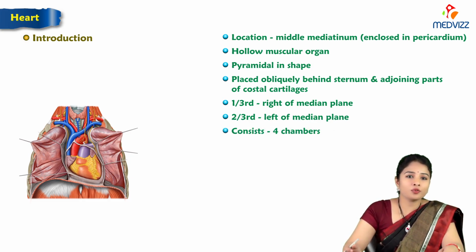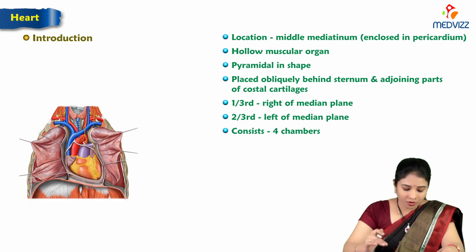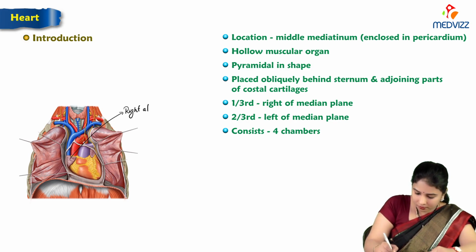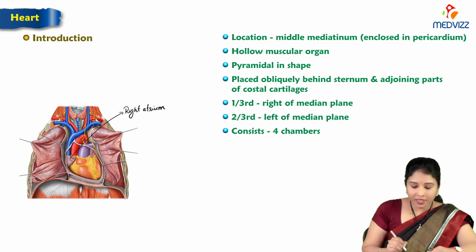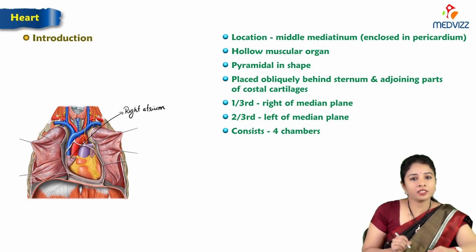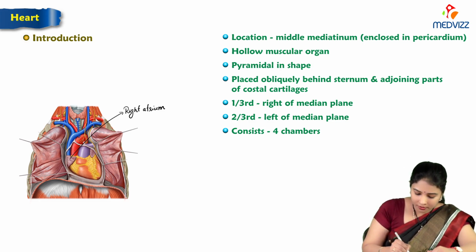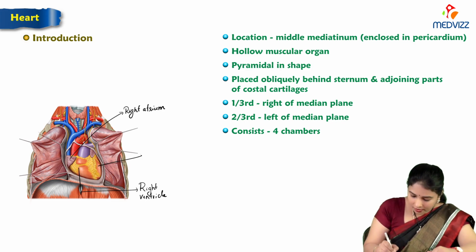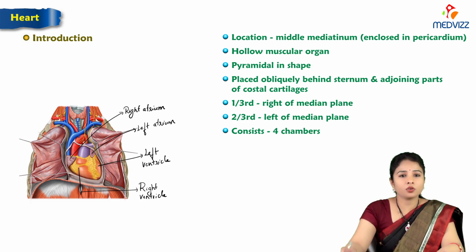The heart consists of 4 chambers. Right atrium, so here we can see this. And from the anterior view we can also distinguish the right ventricle and left ventricle. So this is the right ventricle. Here is the left ventricle. And we can also appreciate a little part of the left atrium. So these are the 4 chambers of the heart.